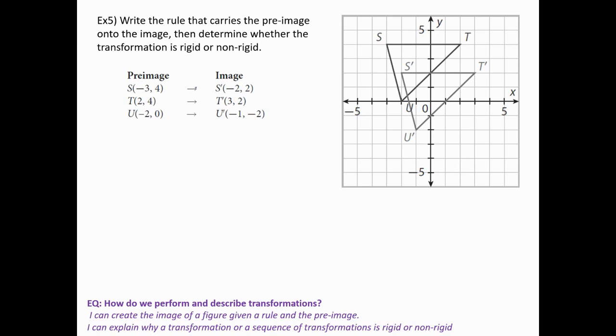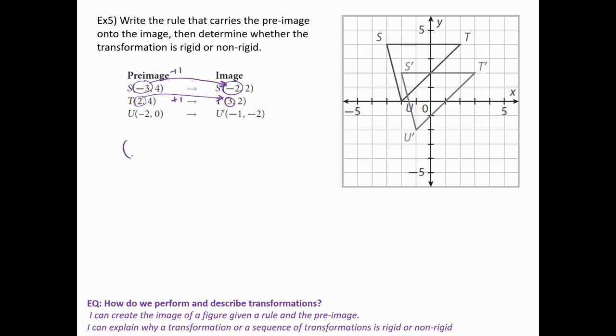Same kind of deal. Write the rule. This one, when I go and look at my numbers, they are not the same at all. So I'm going to go one step at a time and compare my x value to my x value. I had -3. How do I get to -2? And then if I do that same thing, comparing x's first, 2 to 3, that one looks really easy to me. Oh, I just added 1. 2 plus 1 is 3. Is that true for this one? Let's check it out. -3 plus 1. Oh yeah, it's -2. Looks like it works.